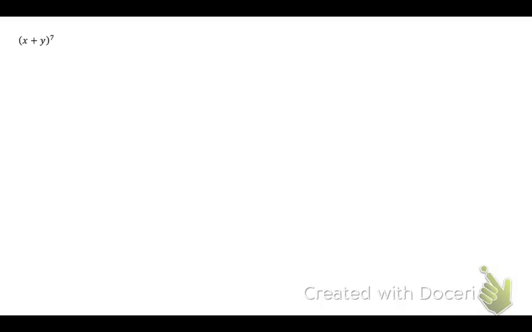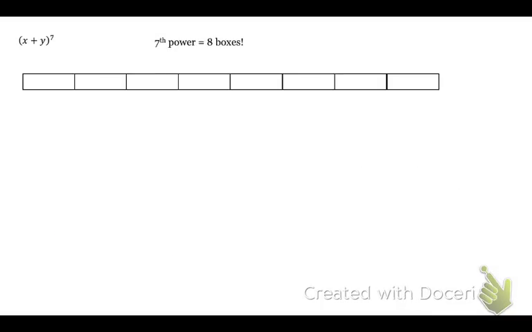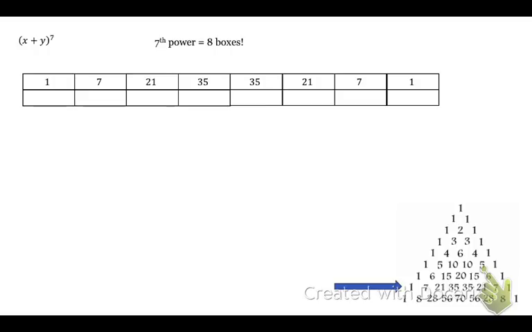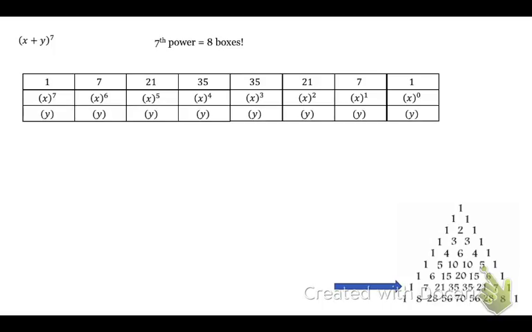Cool? Let's do another. So this time, this is to the 7th power, so we're going to have 8 boxes. I'm going to look at the 7th row, and that's what's going to go in that first row of boxes. Draw the second row, put my x's in there. And I start at the 7th power because that's what my original binomial was raised to. So that's going to be x to the 7th, x to the 6th, x to the 5th, 4th, 3rd, 2nd, 1st, 0.